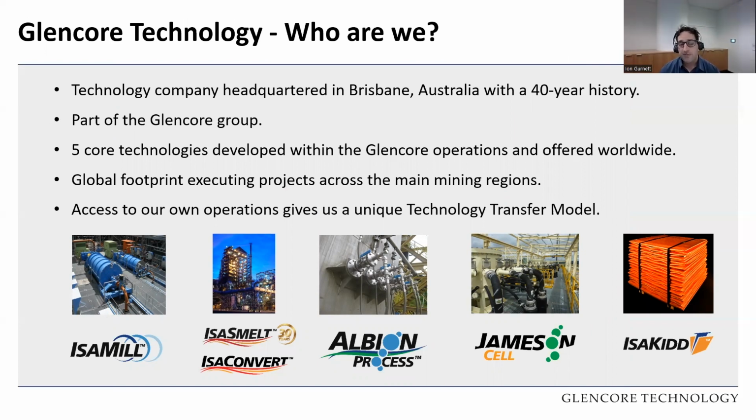We basically provide 5 core technologies: the ISOMIL, which is an ultrafine grinding mill; the ISOSMELT ISOCONVERT, which is our pyrometallurgical process; the Albion process, which is an atmospheric leach style process; the Jameson Cell, which we're going to go into a little bit more detail today; and the ISOKID, which is our electrowinning process.